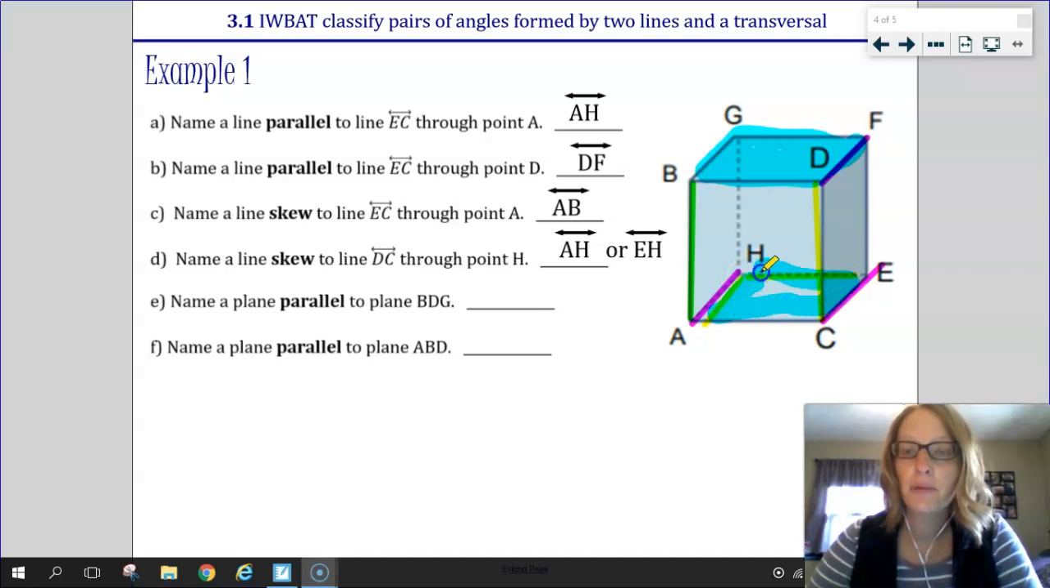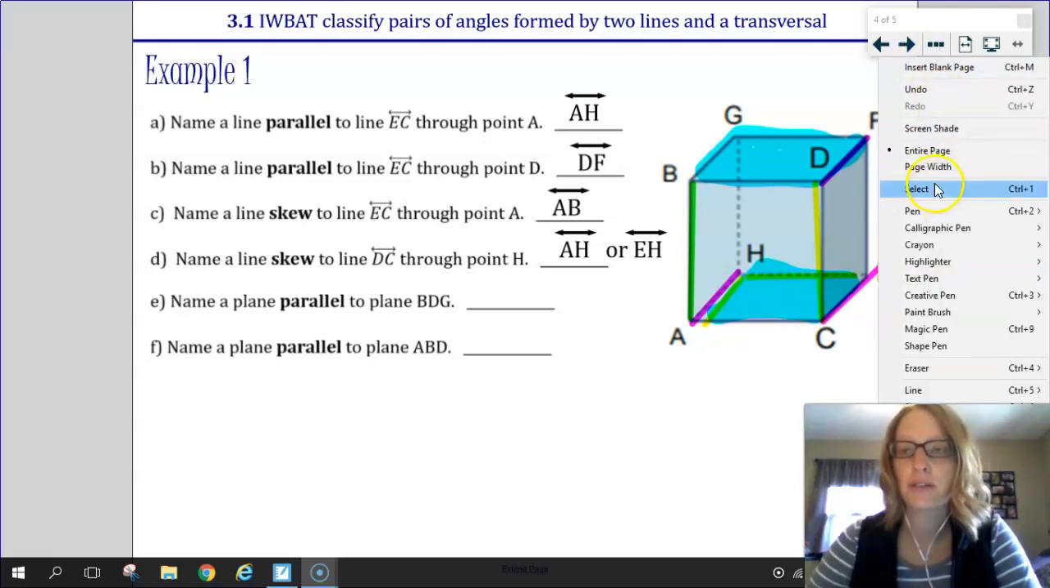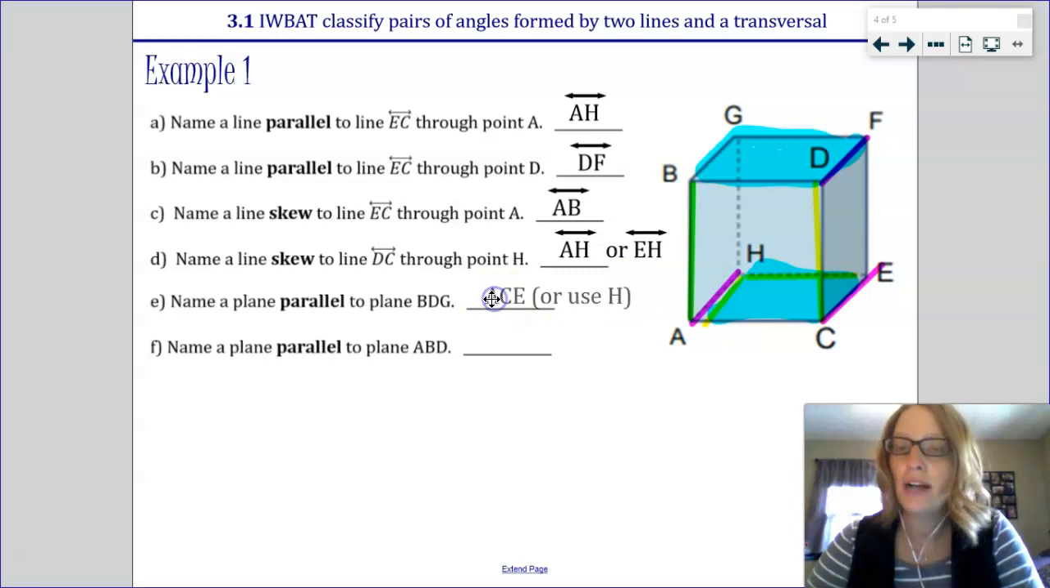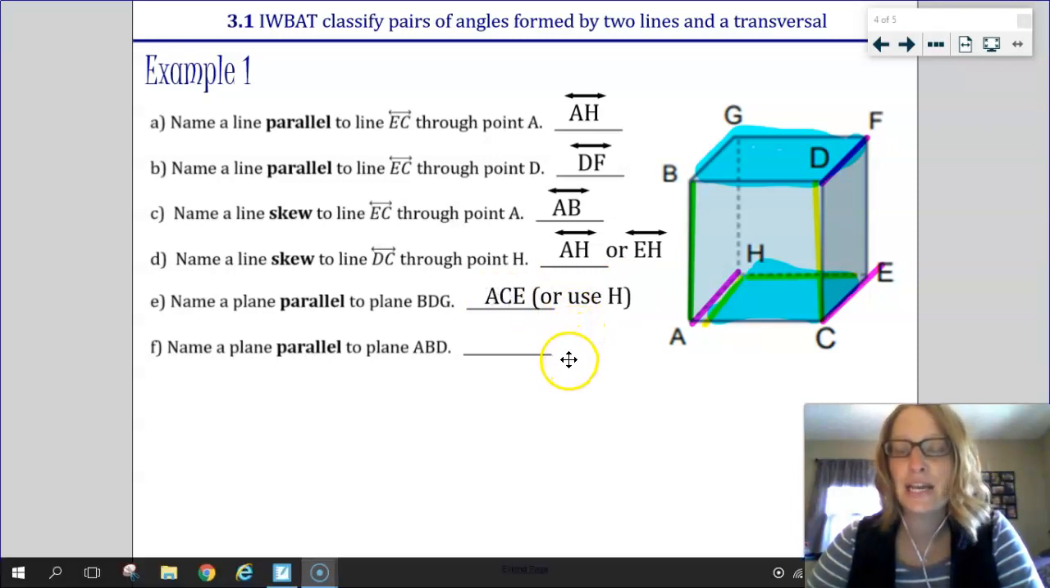Remember, to name a plane, we just need to use any 3 letters. So as long as I use any 3 letters in the bottom of the box, my answer will be correct. So as long as I use some combination of A, C, E, and H, I only need 3 of them. So I chose to write plane ACE. But again, any answer you have that uses 3 letters with any combination from A, C, E, and H in any order would be correct.